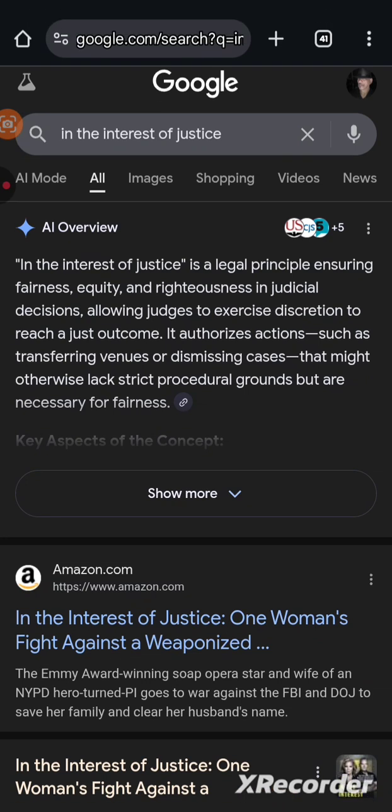Okay, let's talk about "in the interest of justice." It's a legal principle ensuring fairness, equity, righteousness in judicial decisions, allowing judges to exercise discretion and reach a just outcome. It authorizes actions such as transferring venues or dismissing cases that might otherwise lack strict procedural grounds but are necessary for fairness.